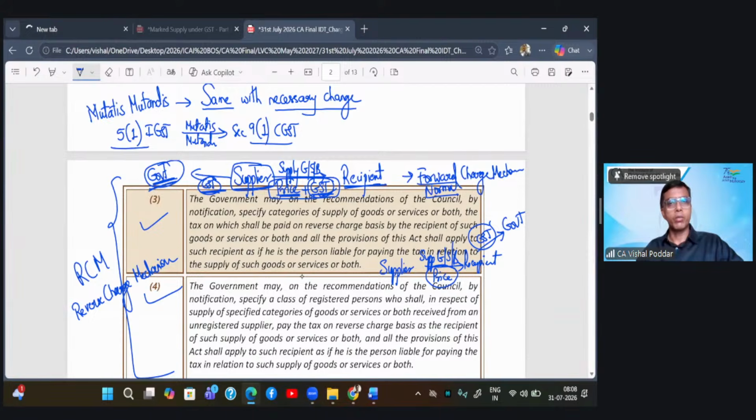Opposite to this, what will happen in RCM? The supplier will only charge the price, and the supplier is not collecting the GST portion. But since GST is applicable on this, the recipient will itself go and pay the GST to the government. So this is what RCM is. So in RCM, this is what happens. This is the difference between FCM and RCM.